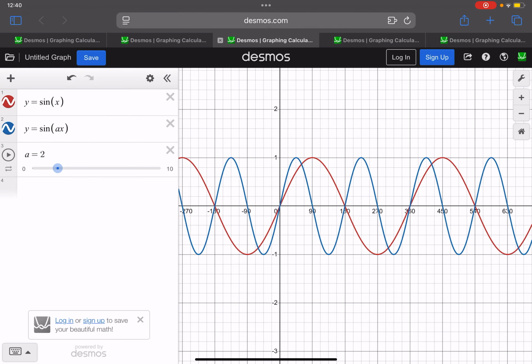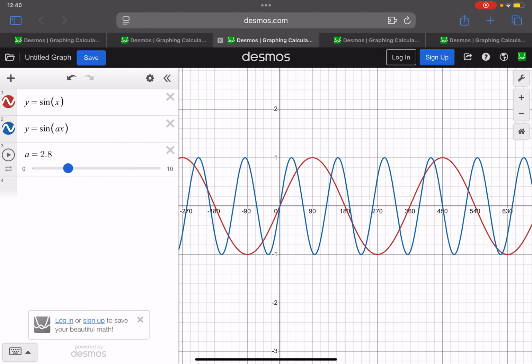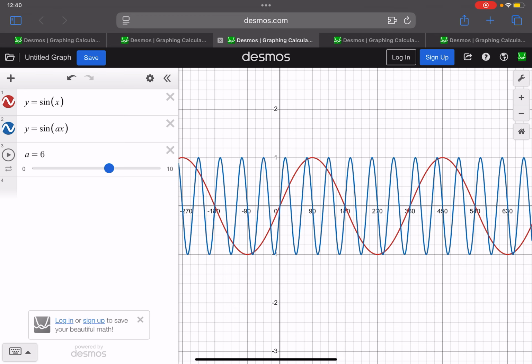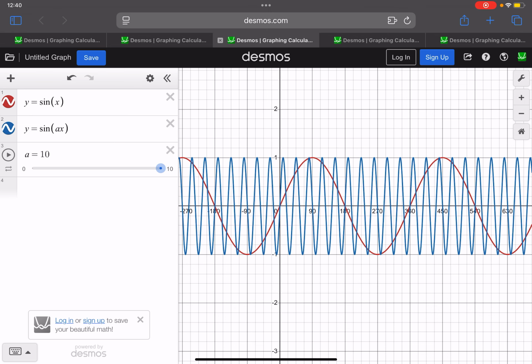So if I make a bigger, it's squashing in more and more and more because I'm dividing the x coordinates by bigger and bigger numbers. If a is 10 there, I'm dividing all of the x coordinates by 10, so that's why it's squashed in so much.